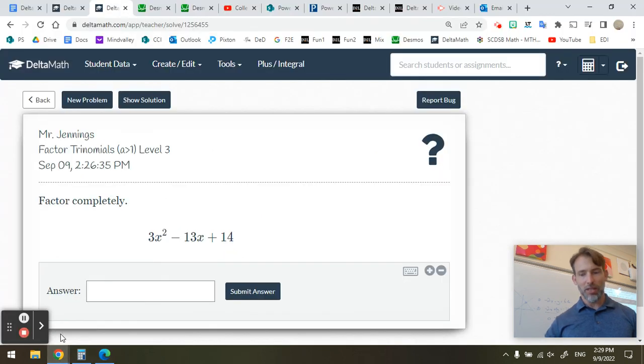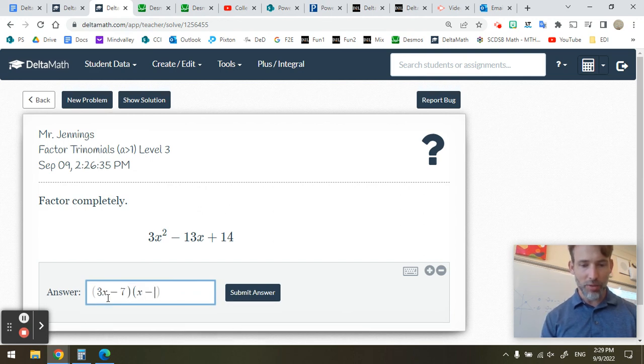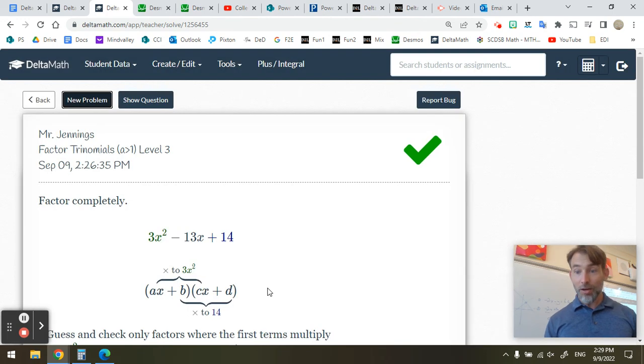Give that to Delta Math. 3x minus 7 in brackets times x minus 2. See if it likes it. Hooray, pat yourself on the back. You know how to do this, and fantastic.